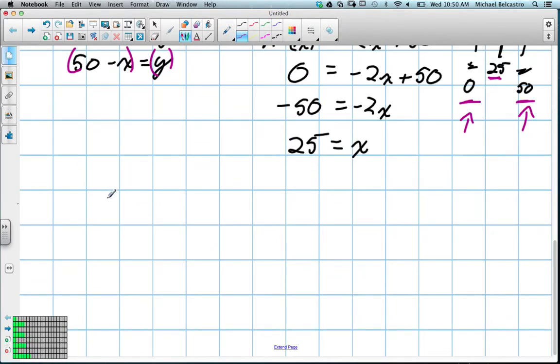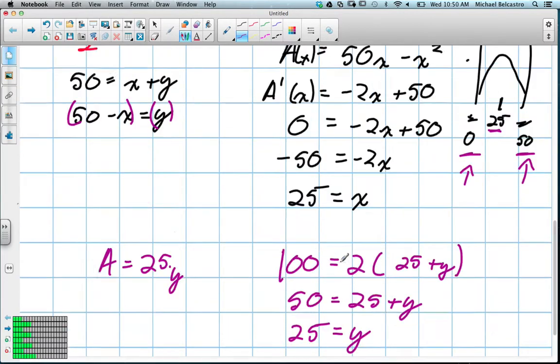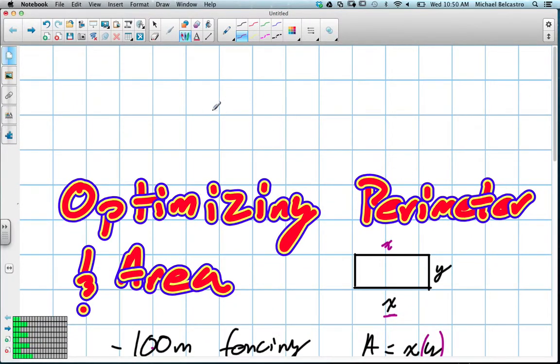So when we go to maximize this, our area is equal to 25 times y. We've got to figure out what our y is in this case. So we go back to our perimeter. Perimeter being 100 is equal to 2 times 25 plus y. Okay, which essentially becomes 50 is equal to 25 plus y. What is y equal to? 25. And what type of shape does that make? Square. Okay.